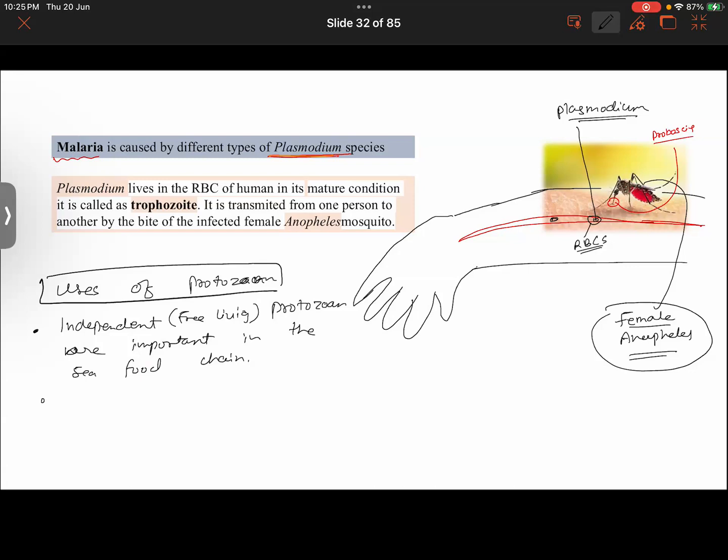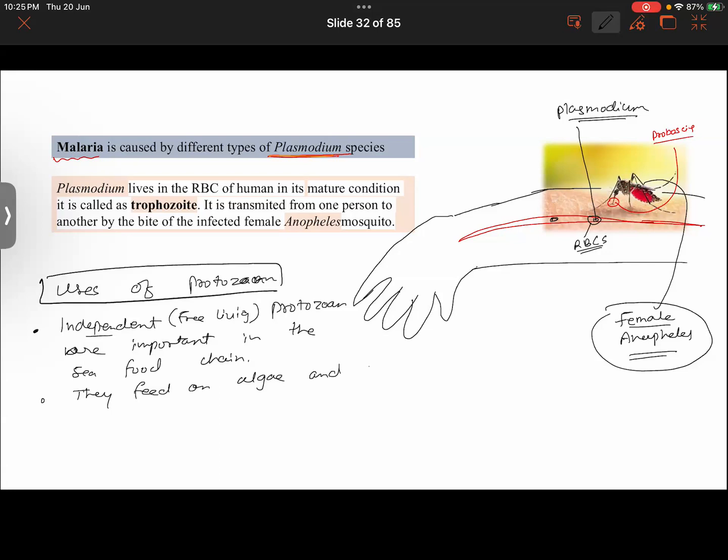Furthermore, there are some independent free living protozoans. They would be feeding on algae right now. So they feed on algae, and in return, they are eaten by larger animals, bigger animals.